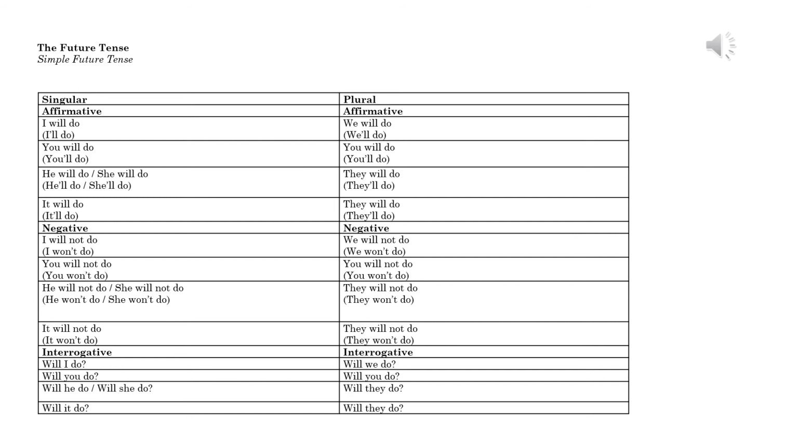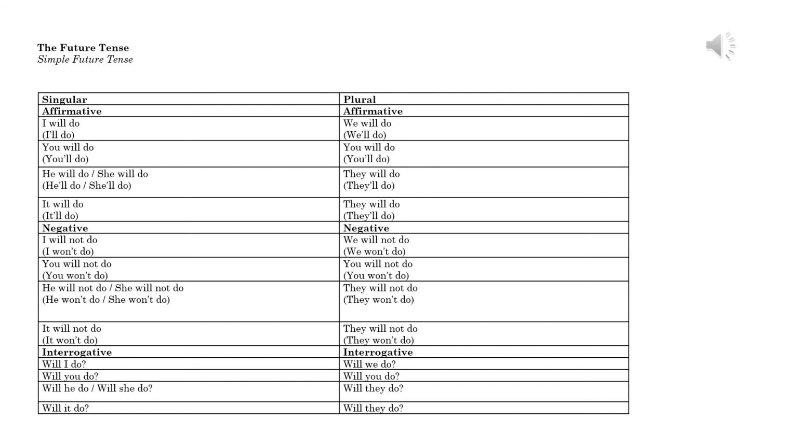The future tense. Simple future tense. Affirmative. I will do. I'll do. You will do. You'll do. He will do. She will do. She'll do. It will do. It'll do. We will do. We'll do. You will do. You'll do. They will do. They'll do.